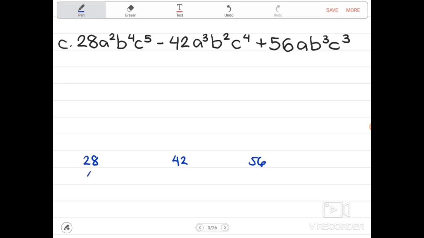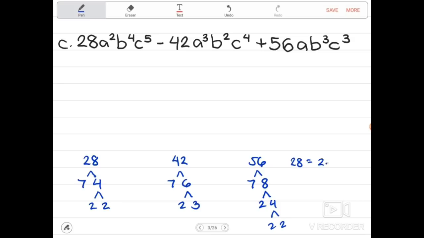So, for 28, we have 7 times 4, then 2 times 2. For 42, that is 7 times 6, then 2 times 3. For 56, that is 7 times 8. Then, this is 2 times 4, then 2 times 2. So, the prime factors of 28 are 2 times 2 times 7.